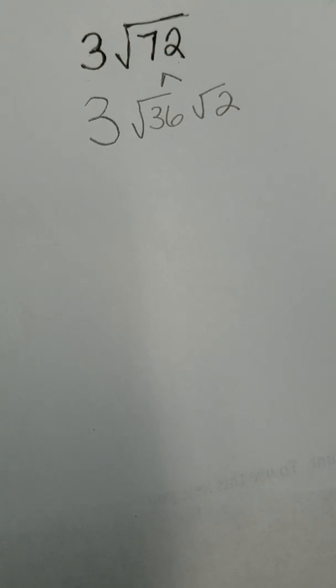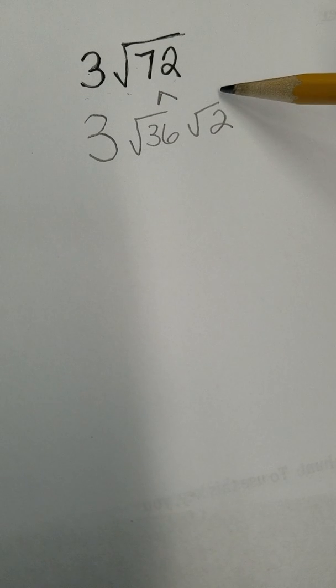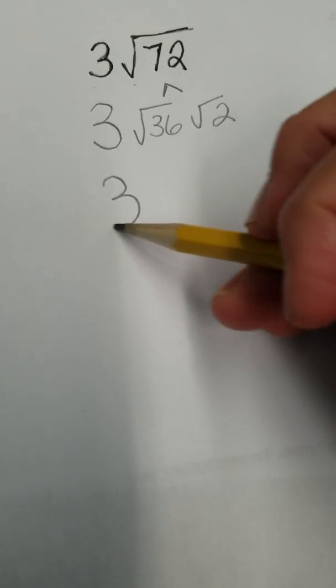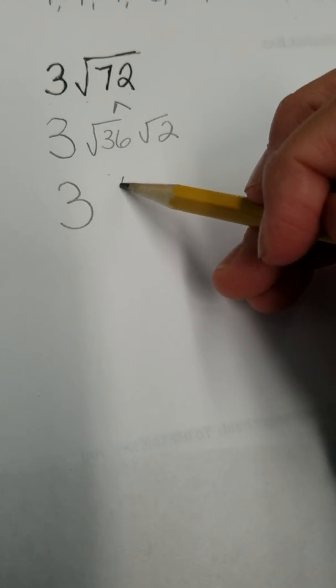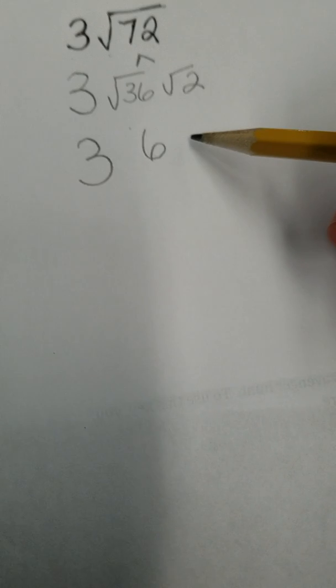So I'm going to use that and break down 72 to radical 36 times radical 2. Now I know that radical 36 is rational and it's a perfect square, but I want to leave them both inside of the little root signs until I'm ready to use them. Again, 3 just follows down. Radical 36 is 6, and radical 2 is irrational, so it stays radical 2.